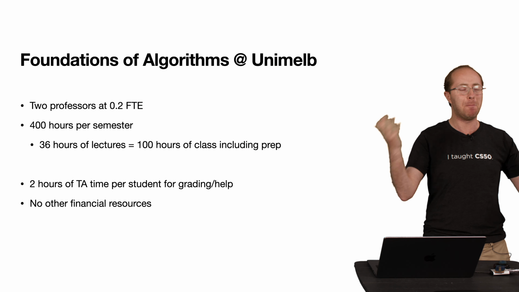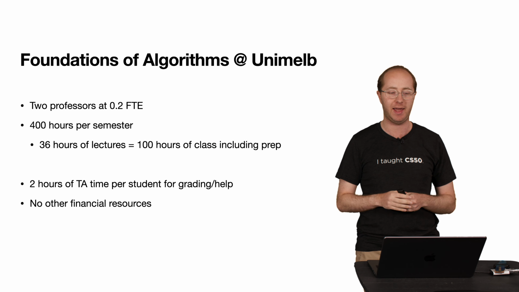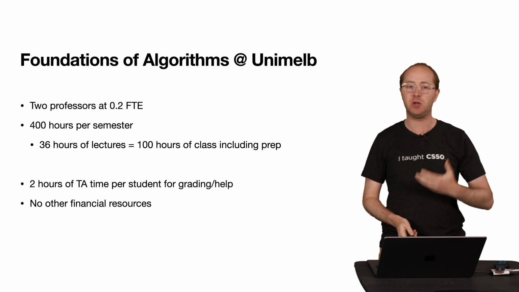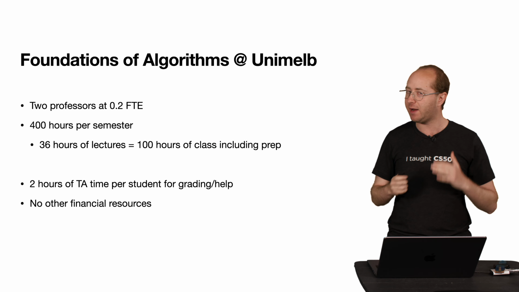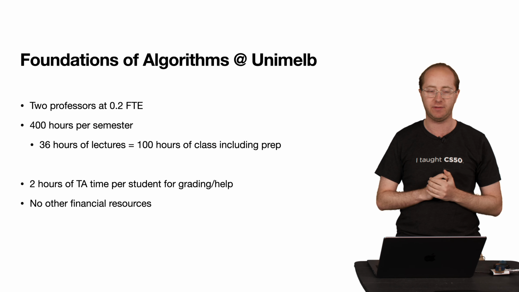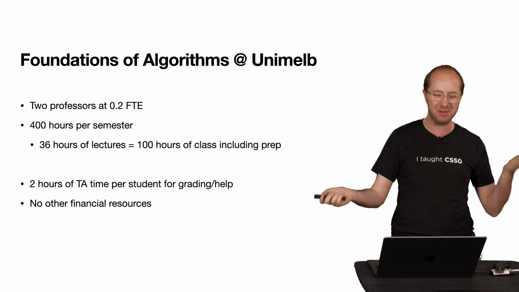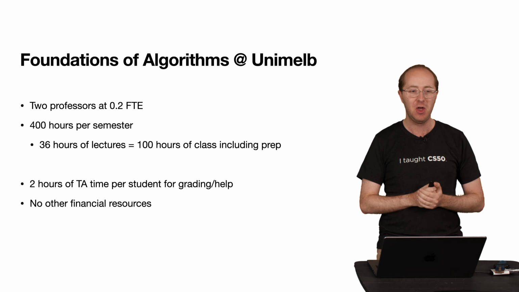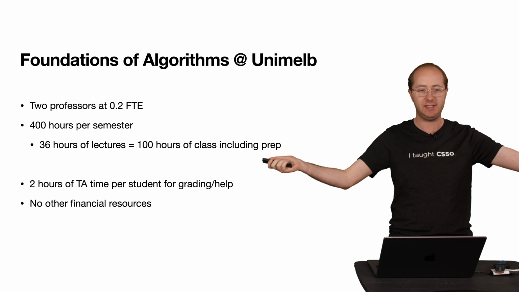So what does my class look like as opposed to what CS50 is like? What changes do I have to make? Well, firstly, we've only got 2 professors, and we're very, very part-time. So I spend half of one semester I can dedicate to this class, and it's only about 0.2 of a full-time position for each of us. This equates to 400 hours of work per semester, give or take, which is 36 hours of lectures where we're actually standing in front of the class.